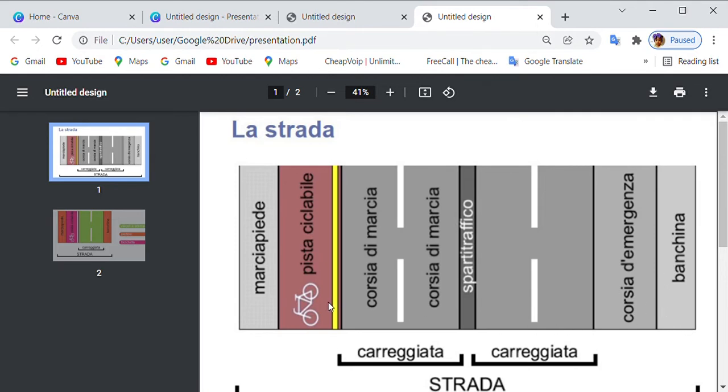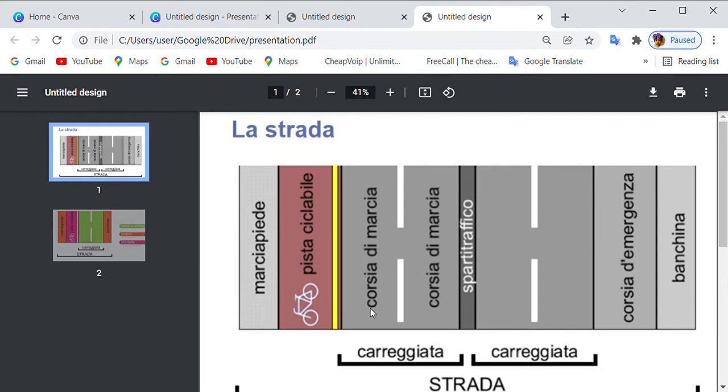Because of these particular characteristics, I will present other pictures to really define it. It is the first thing you learn when you start your Patente B exam. You first of all learn these characteristics, strada.